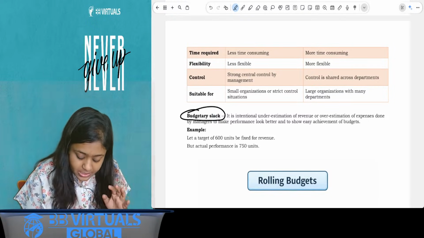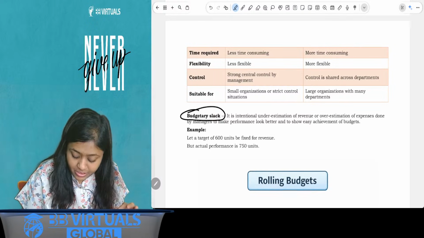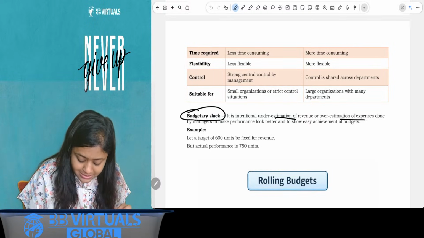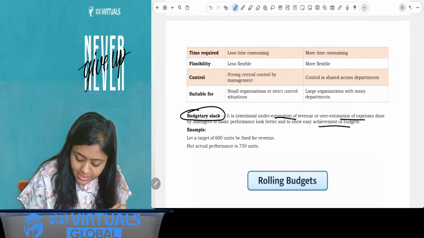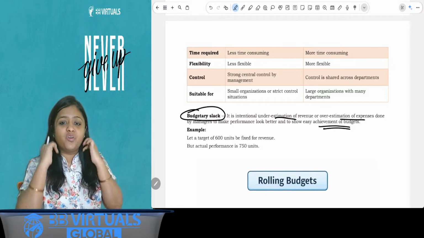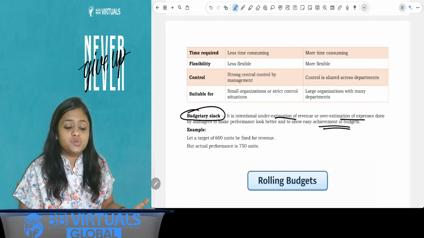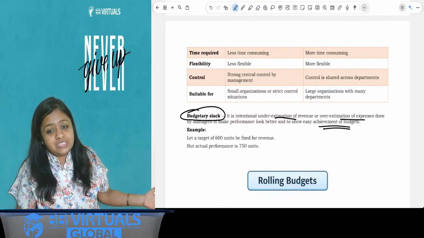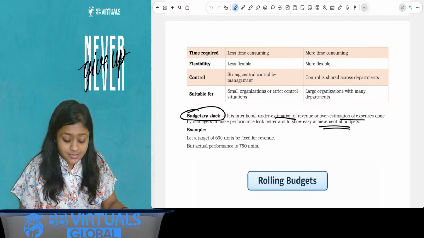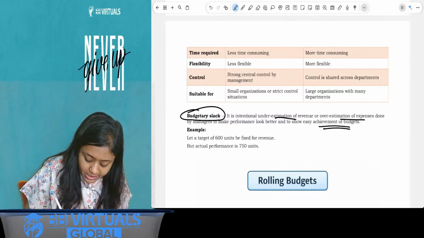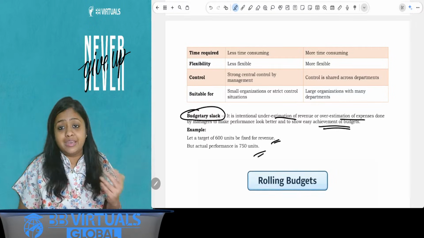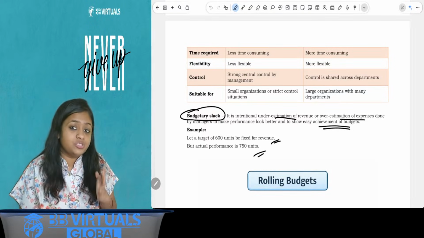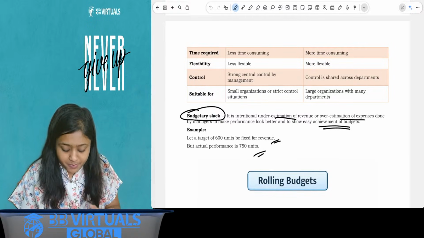Clear? Okay. So it is intentional underestimation of revenue and overestimation of expenses done by the managers to make the performance look better and to show that every achievement or the achievement of budgets have taken place. Plus, the managers will be very relaxed. They don't have to do much efforts as they've already given inflated expenses. Okay, for example, a target of 600 units was fixed for the revenue, but actual performance is 750 units because we underestimated the revenue, right? And so it would show a good performance. I hope everybody is with me.